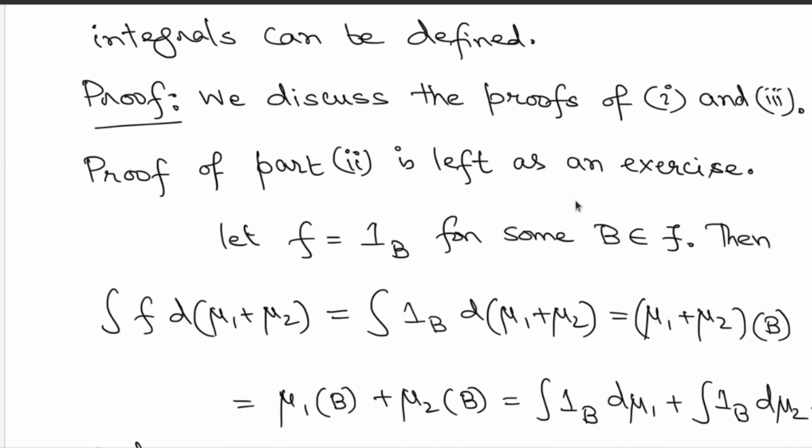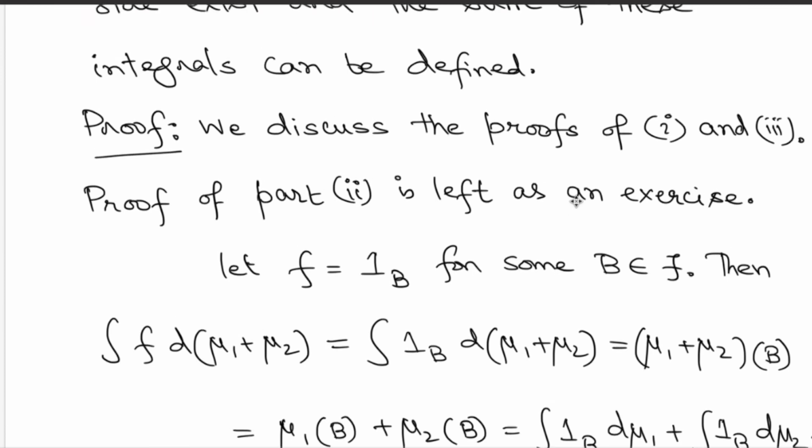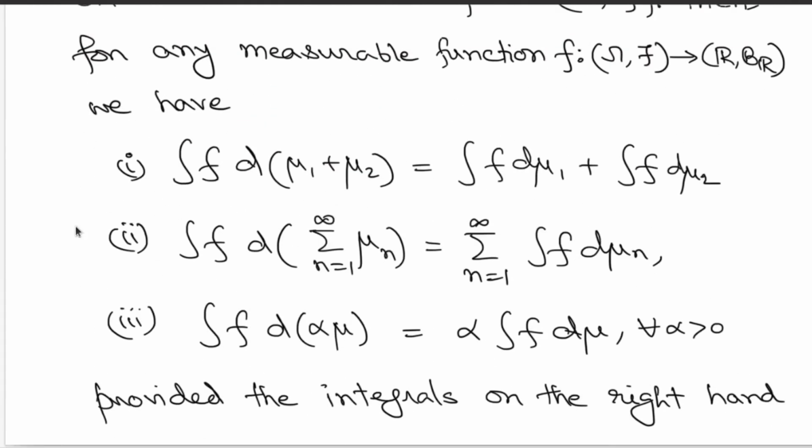Alright, so how do you prove this? So let's go back to the statements 1, 2 and 3. So the statement 2 is just a generalization of finite addition to infinite additions. So once you prove it for the finite additions case, the argument will follow by some appropriate limiting procedure. So that will be left as an exercise.